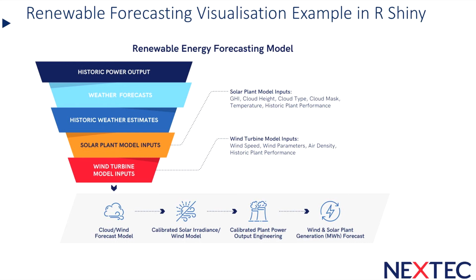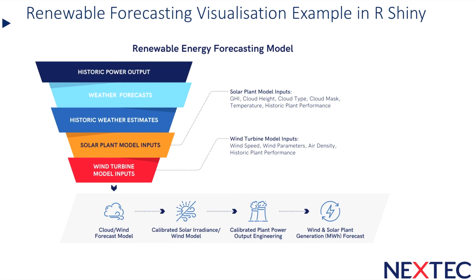So some of the other work we are doing in visualizing, also using R Shiny, is renewable energy forecasting models. These use historic power output, weather forecasting models, historic weather estimates. Then we have solar plant models using the location, cloud height, the cloud type, cloud masking, temperature and historic plant performance. Combined into a cloud and wind forecast model for a location, calibrated solar irradiance and wind model, calibrated plant power models to produce an hourly wind and solar generation forecast for 3 days ahead.